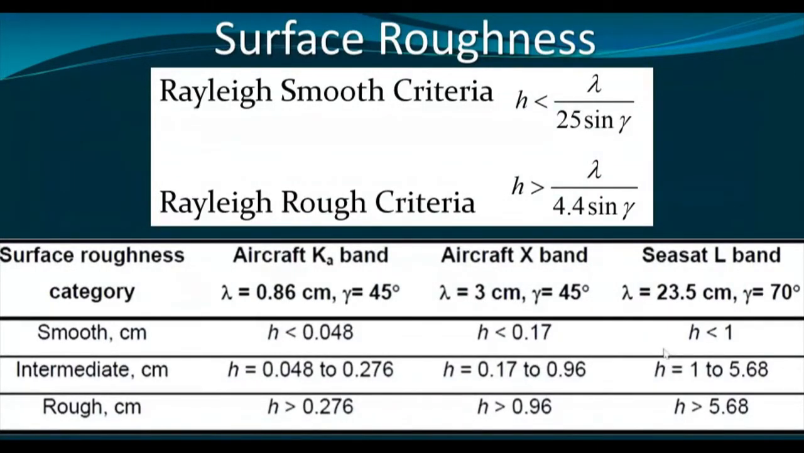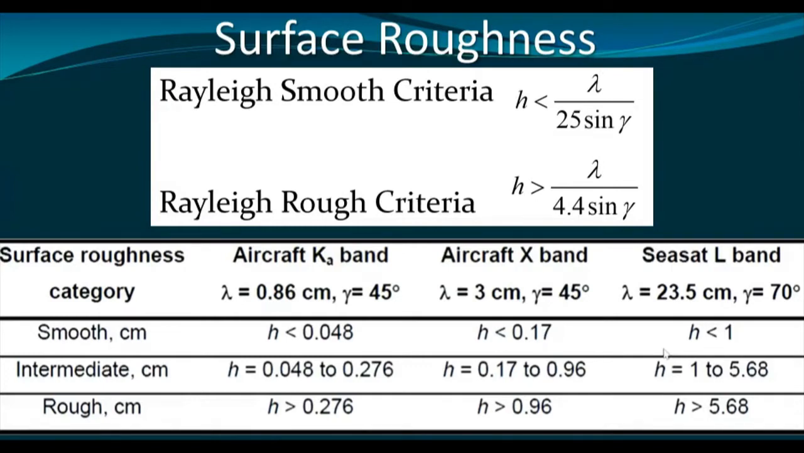Whether the surface is rough or not depends on the wavelength. Several definitions and several formulas are there to estimate the surface roughness. However, the most widely used are the Rayleigh smooth criteria and Rayleigh rough criteria. You have to understand that this is not very precise, but it is an estimation to understand whether for a specific wavelength the surface is smooth or rough. That can be estimated with this formula.